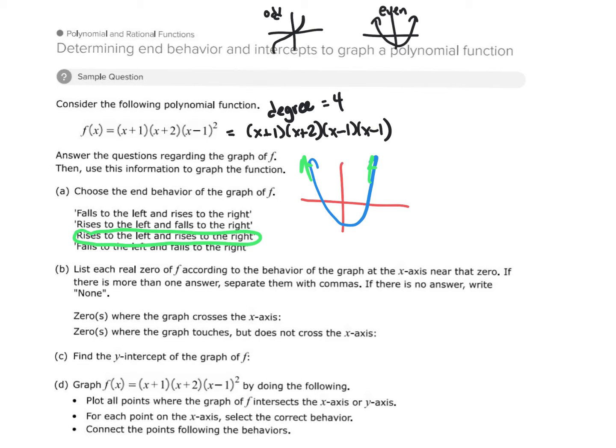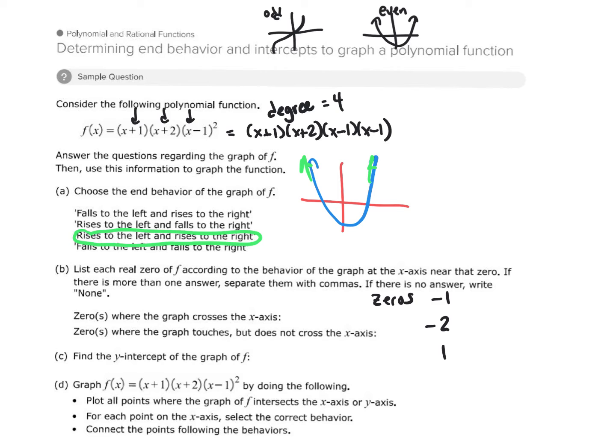Okay. Now as far as the zeros and what it looks like, each zero is these factors. So there are only 3 unique factors. So my zeros are going to be -1. Remember, you always take the opposite. -2. And +1.